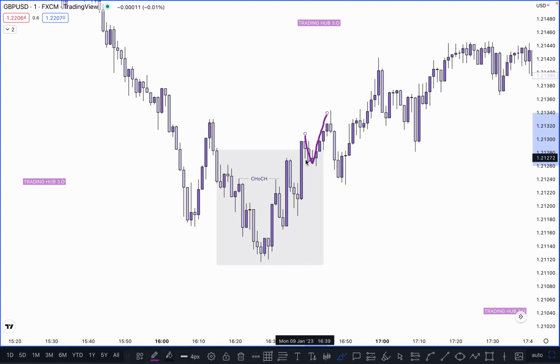So after this one, what happened here? Market created this inducement, right? So once market takes out this inducement, we can definitely buy below it, right? So this becomes our inducement at this point. After taking out the inducement, where is our order block? This one, right? So this one is our valid order block. Definitely you can buy here at this point, okay?